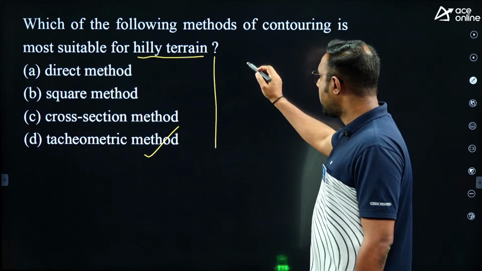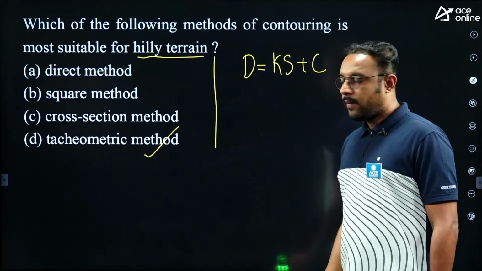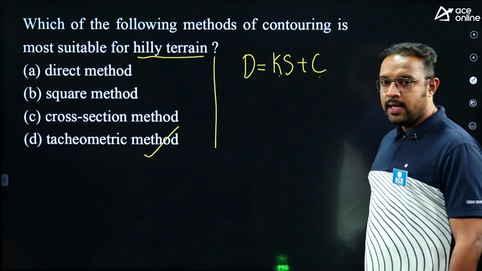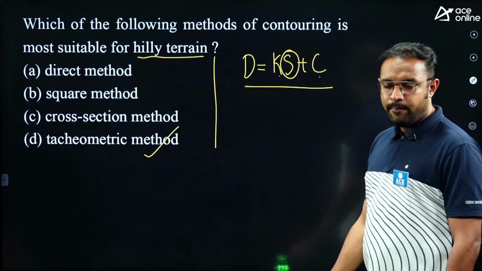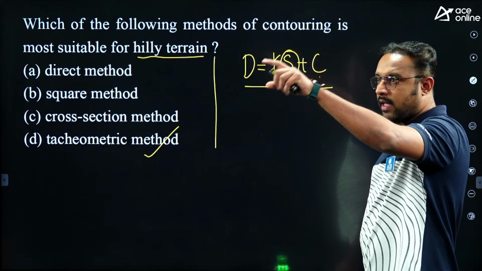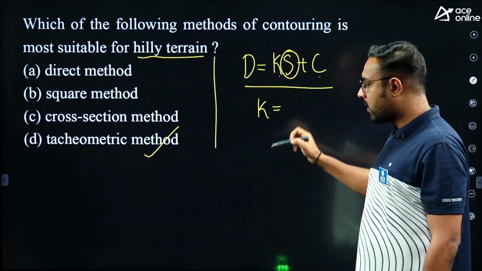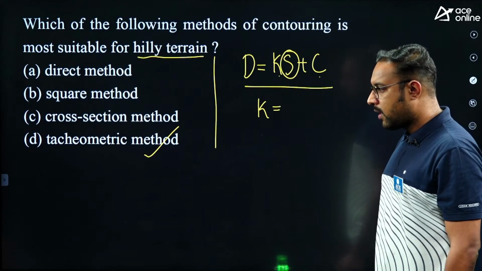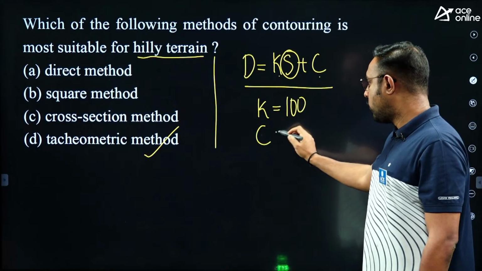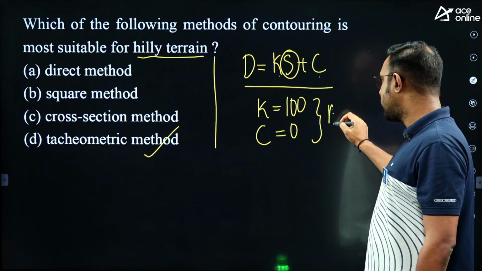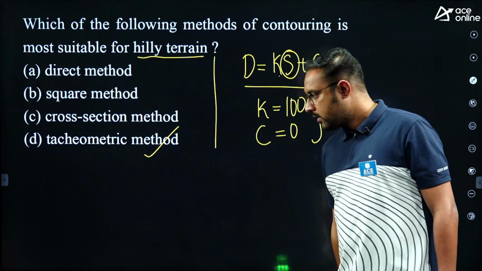Because you remember the formula for distance is D equals K into S plus C for our tachometer. What is K? Multiplying constant. What is C? Additive constant. Generally, what we need to do is just take the staff reading from the field. Keep your tachometer here, keep your staff there, take a staff reading, then you will get the S value. Now generally, what is the value of K? Very good. The value of K is nothing but 100. The value of C is generally equal to 0 under analytic conditions. Yes, very good. Shankar, yes.